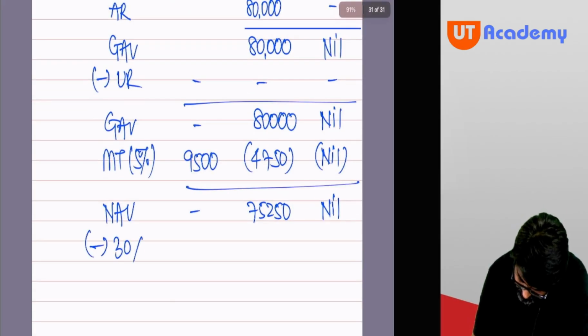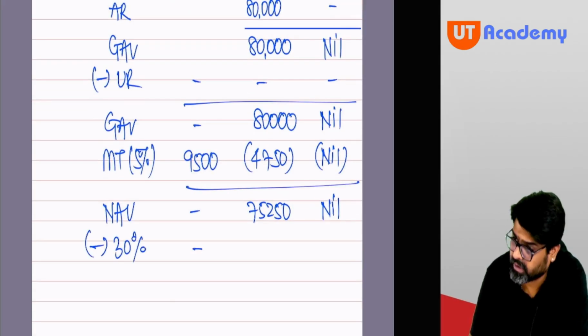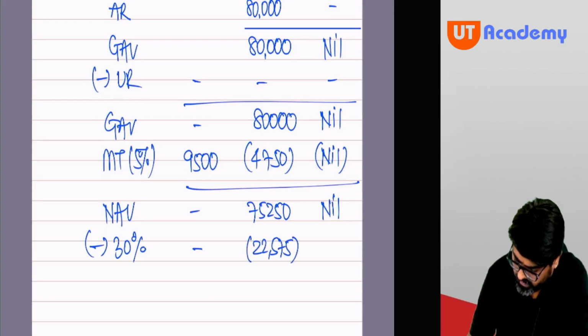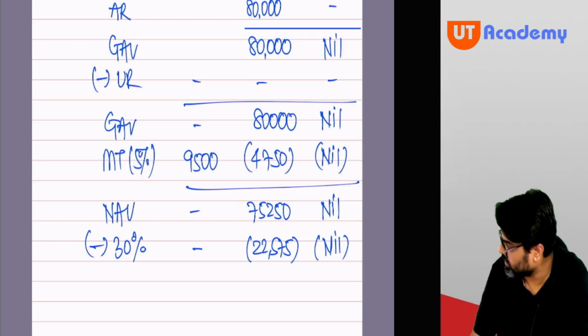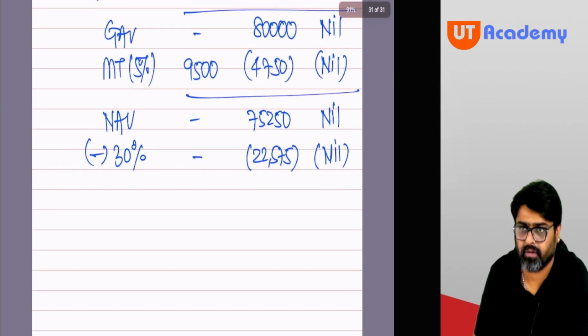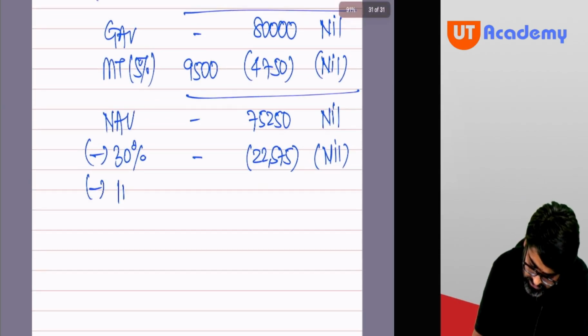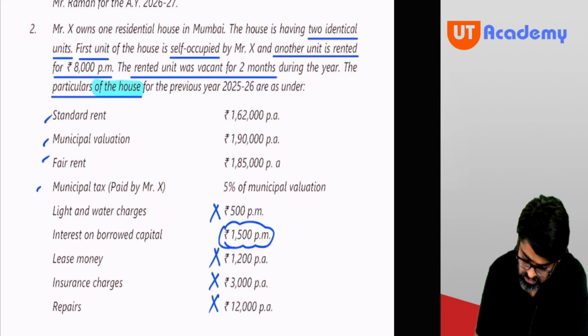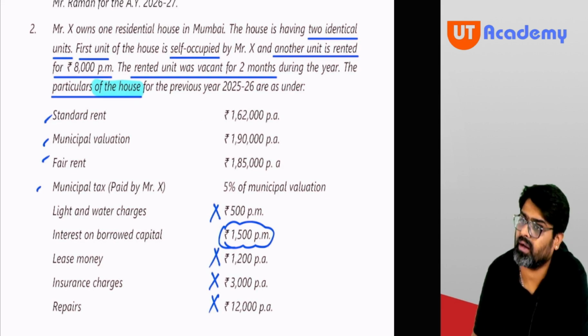Minus 30%. What is the 30%? 22,575. This will be nil. Please check the amount. Amount is correct, no? 22,575, correct? Minus interest. Interest was how much? Interest is 1,500 per month. How many months have you paid the interest?